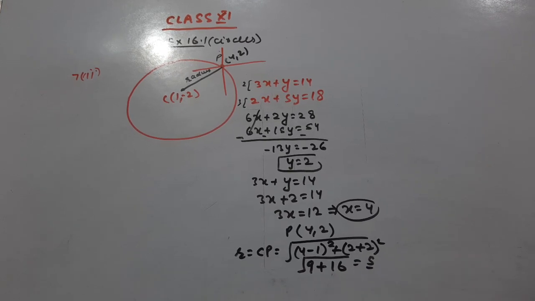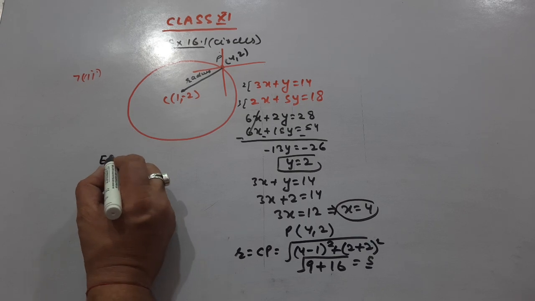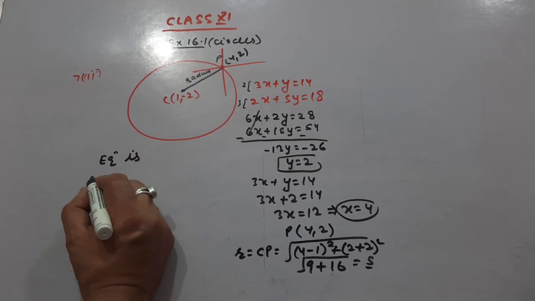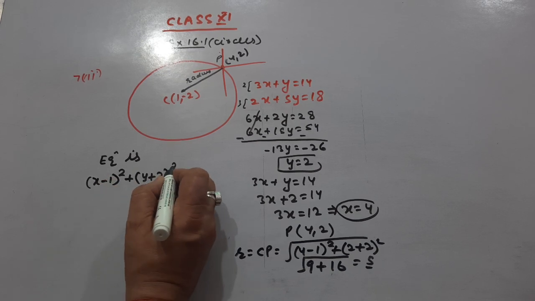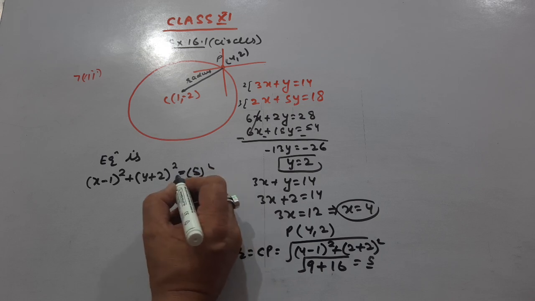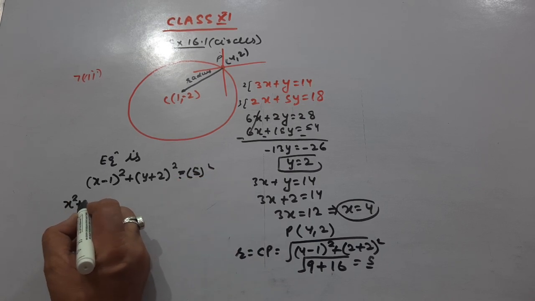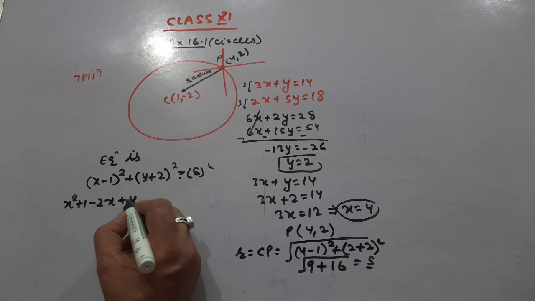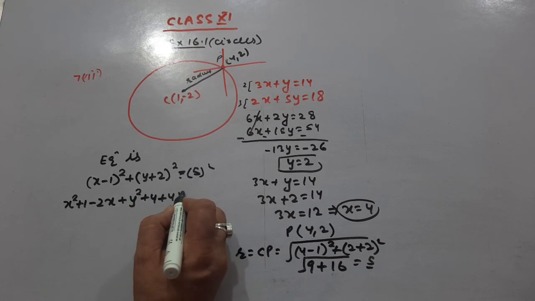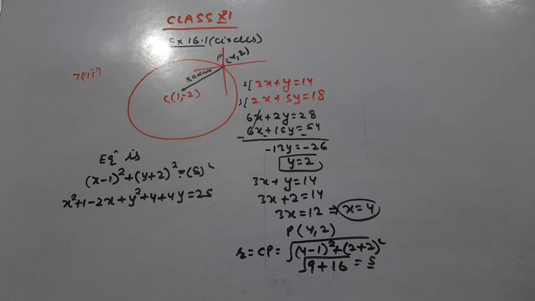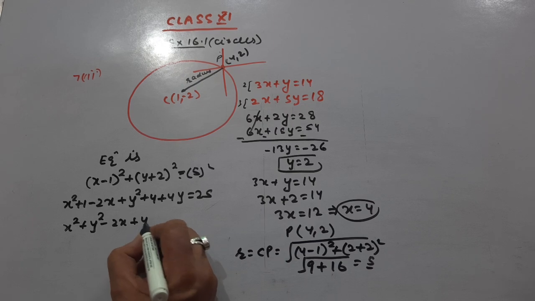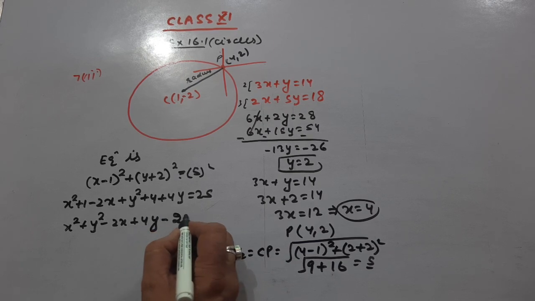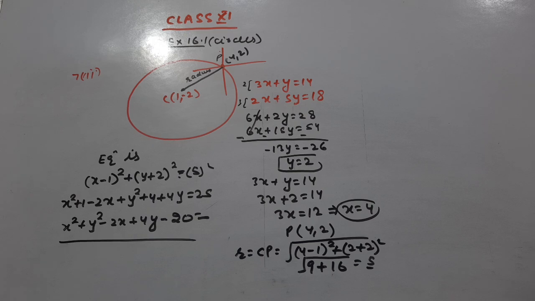So center is 1, minus 2 and radius is 5. So equation is x minus 1 whole square plus y plus 2 whole square equal to r square. R is 5, so 5 square. So what we get, x square plus 1 minus 2x plus y square plus 4 plus 4y equal to 25. So solving it, x square plus y square minus 2x plus 4y minus 20 equal to 0. So this is the required equation of the circle.